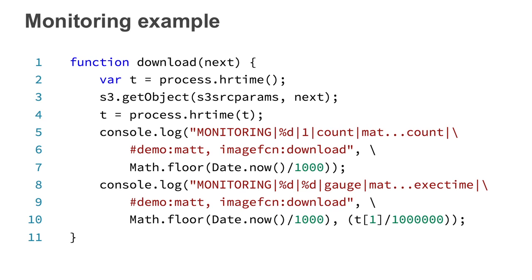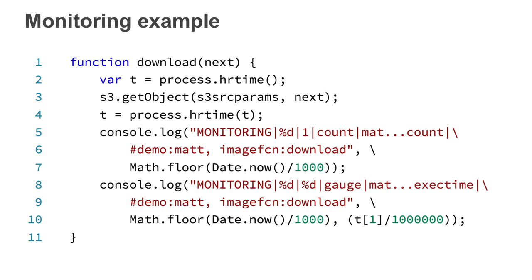So here's an example from my download function. Basically, at the beginning, I'm doing hrtime to record the start time. Then I do my get object. And then I do a process.hrtime to record the total amount of time spent doing that download. I'm recording two different types of metrics. The first is a count, which is the number of times that something got downloaded, and I'm just pushing the value 1 to that count metric.